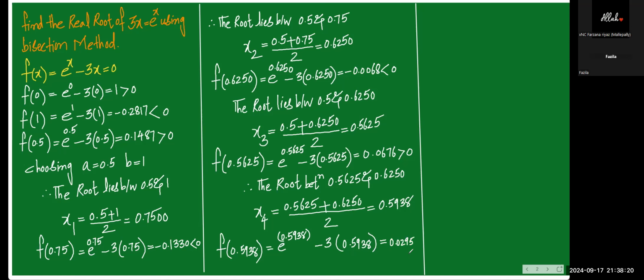0.0295 is positive, greater than 0. Greater than 0 means the first value is replaced, and the second stays as it is. The root lies between 0.5938 and 0.6250. Then x5: 0.5938 plus 0.6250 divided by 2, then the answer.